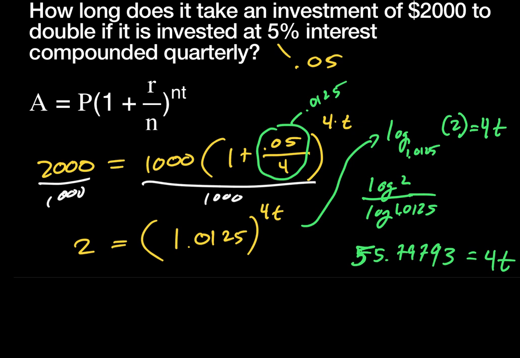Now, algebra, divide by 4. T equals 13.949. So to answer the question, how long does it take for an investment of $2,000 to double at 5% interest? It takes almost 14 years, 13.949 years, for $2,000 to double. So again, if you invest money towards retirement, you put it into something that earns 5% interest, over some time it'll double in that amount of time.